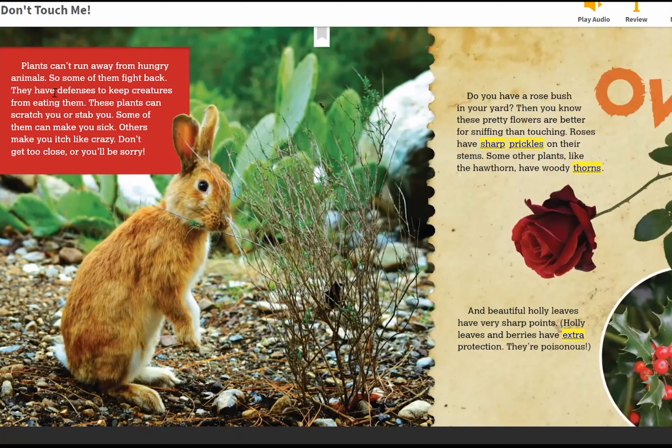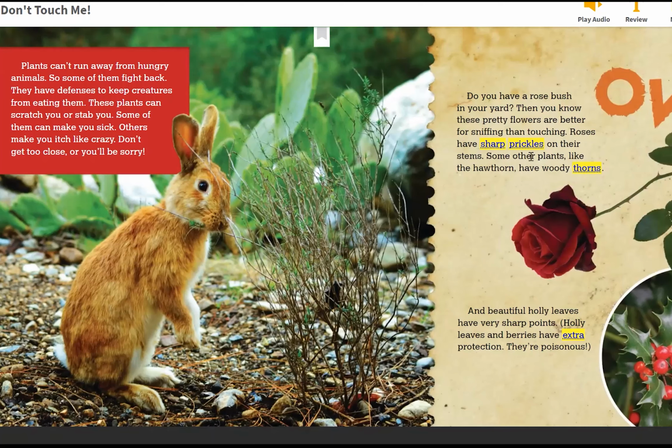So again, let me go back to this first page. Plants can't run away from hungry animals, so some of them fight back. They have defenses to keep creatures from eating them. So we've just read about three ways that plants can protect themselves.